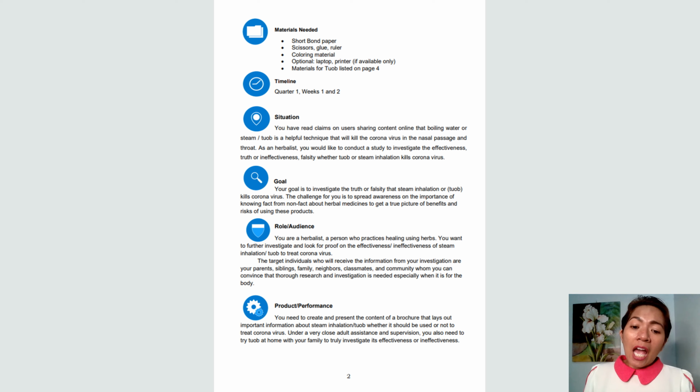You need to create and present the content of a brochure that lays out important information about steam inhalation or tuob, whether it should be used or not to treat coronavirus. Under a very close adult assistance and supervision, you also need to try tuob at home with your family to truly investigate its effectiveness or ineffectiveness. So, mag-try talaga siya para makagawa naman siya ng brochure niya.